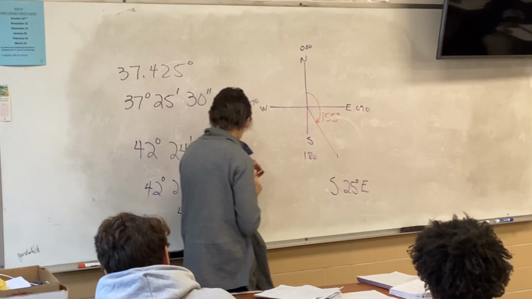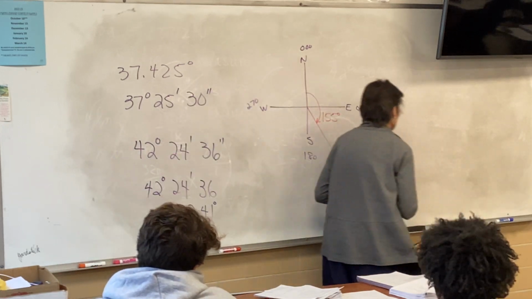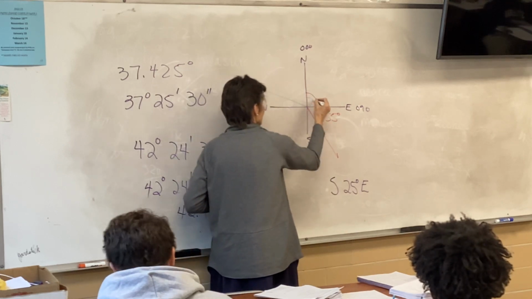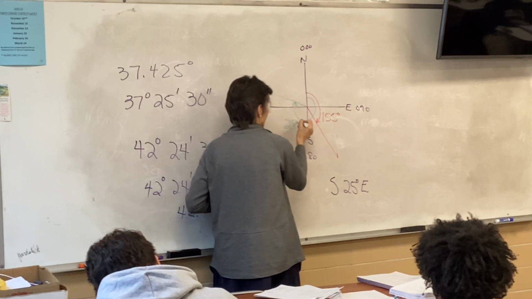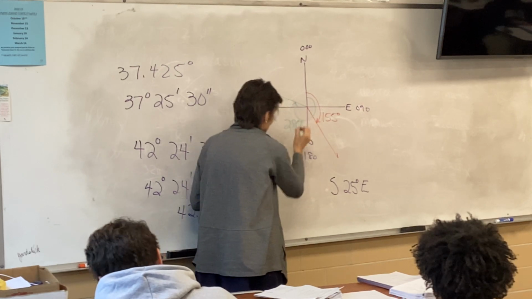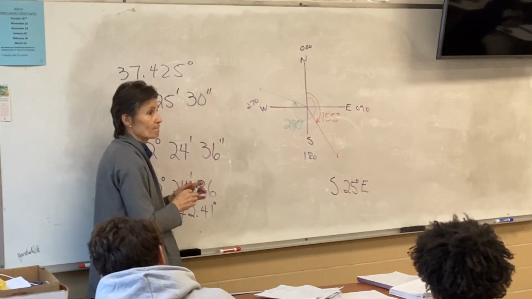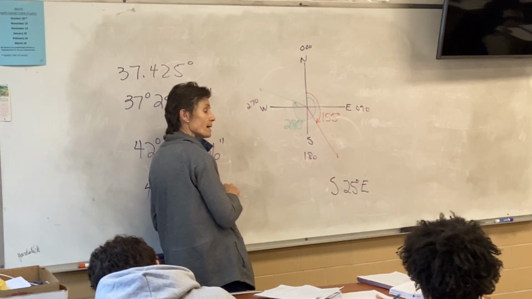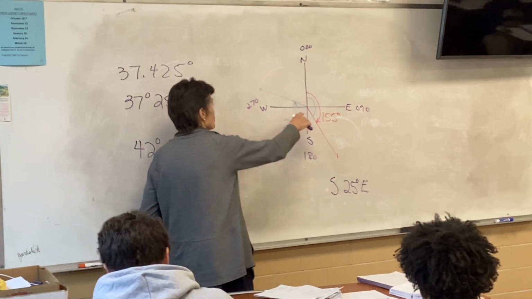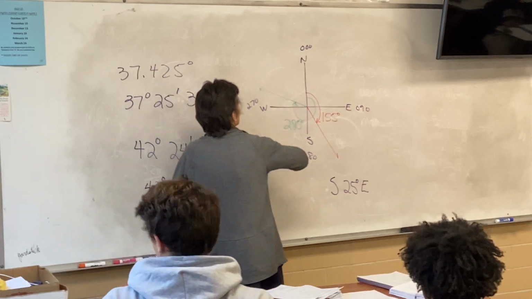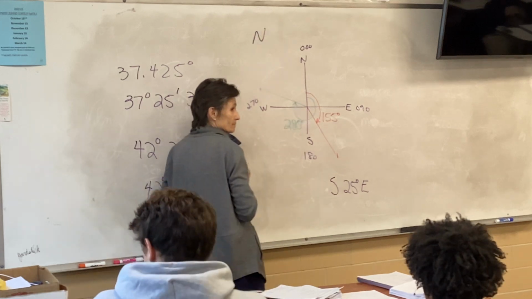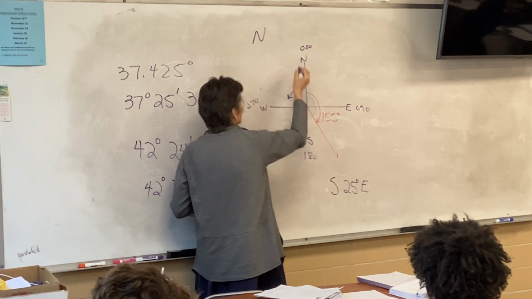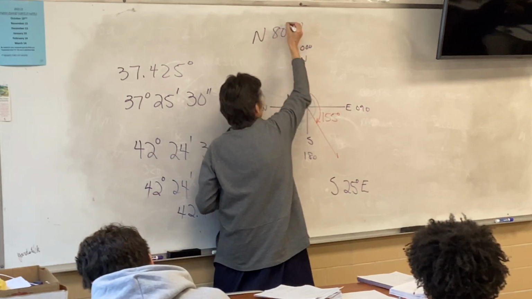Where is 280? 280 degrees would be right here. Would you agree with that? So what would be an alternative way of writing 280 degrees? North, no negative, north, 80 degrees west.